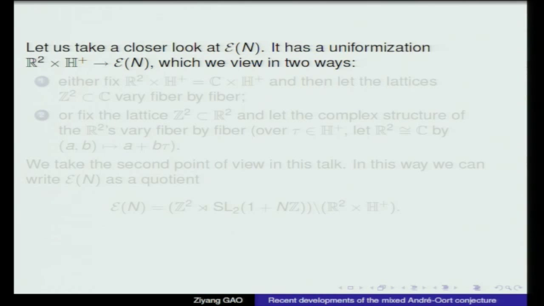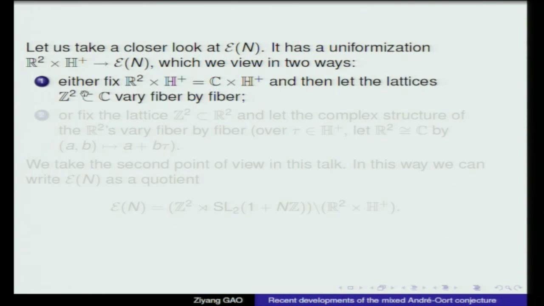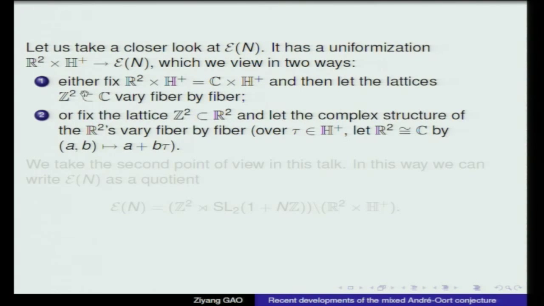But for the complex structure on R2, we have two different points of view. First, we can fix an identification from R2 times H plus to C times H plus. And then we let the lattices Z2 in C vary from fiber to fiber to get a universal family. Second, we can also fix a lattice Z2 in R2. And then we let the complex structure of R2 vary fiber by fiber to get a family.